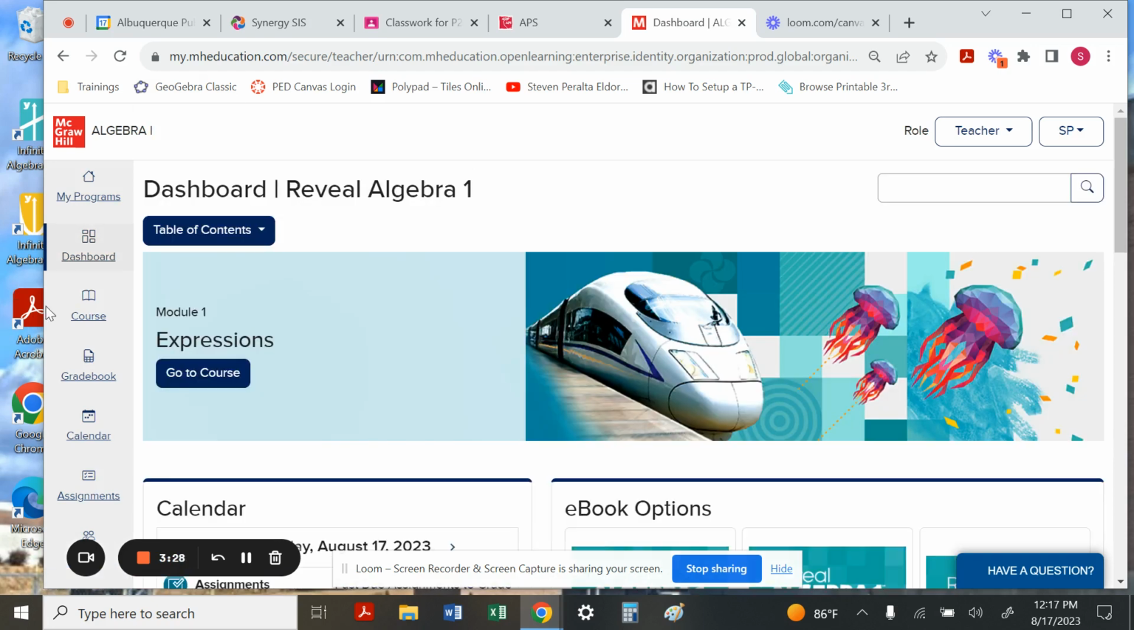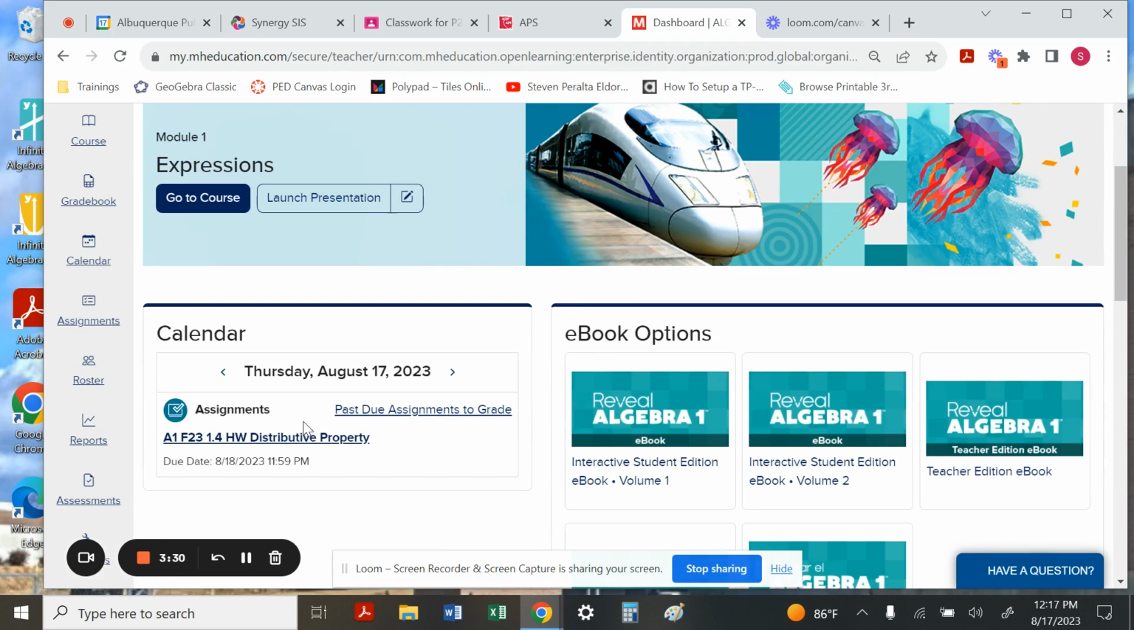Then you're going to access your math class, and you're going to notice under your calendar you have something that's due. So notice in this case, this is for Algebra 1.